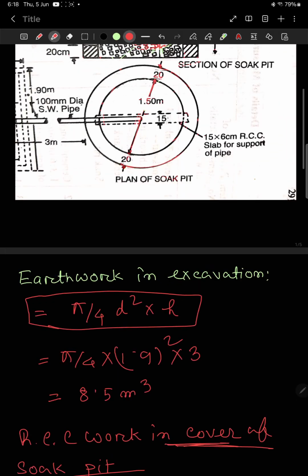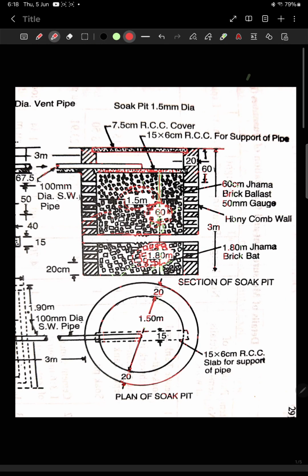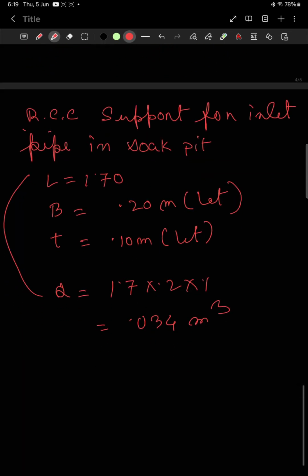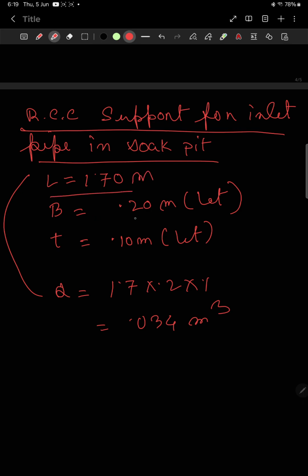So as you can see, the length of this RCC slab is 1.7, as this diameter is 1.5, 10 centimeter on either side it will be inserted. So total length of this RCC slab is 1.7. So RCC support for inlet pipe in the sock pit, length 1.7, as I have already told you, and breadth and thickness both we will assume. Breadth is suppose 0.2 meter, that means 20 centimeter, and the thickness is 0.1 meter, that means 10 centimeter. We have assumed both these quantities.